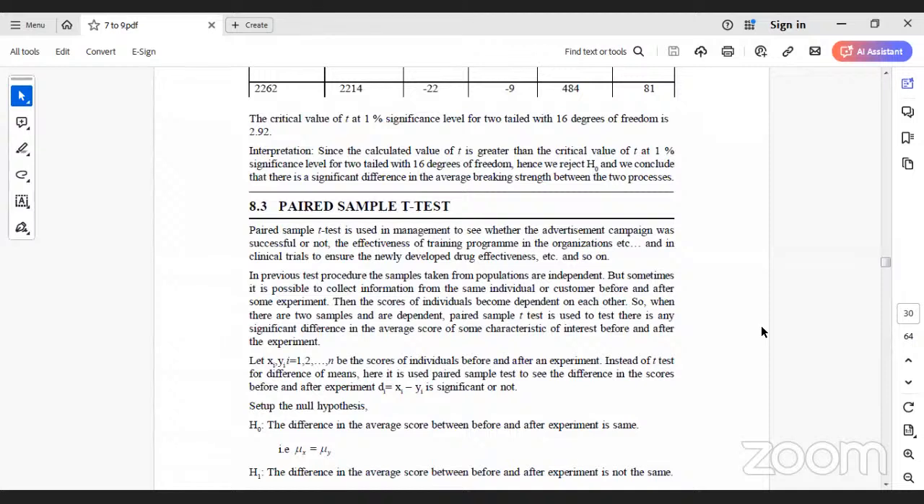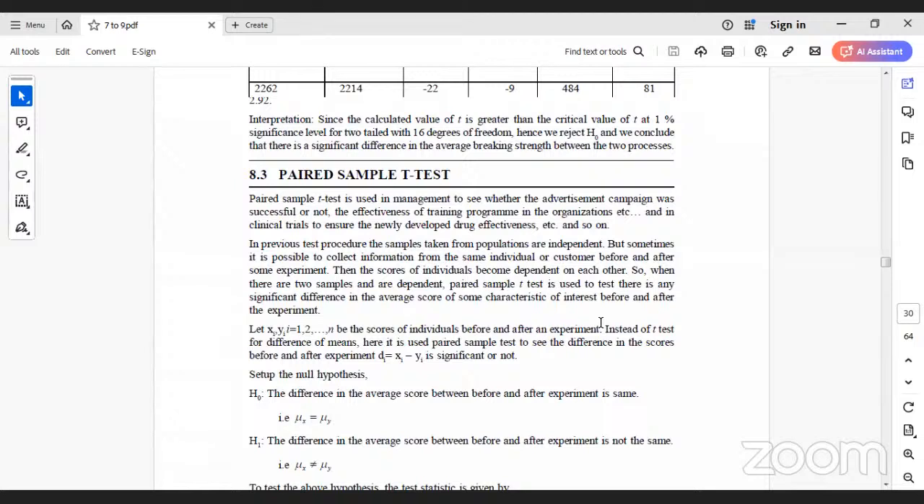Paired sample test is used by management to see whether an advertisement campaign was successful or not, the effectiveness of a training program in the organization, and in clinical trials to ensure newly developed drug effectiveness, and so on. In the previous test procedures, the samples taken from populations are independent, but sometimes it is possible to collect information from the sample individual or customer before and after some experiment. Then the scores of individuals become dependent on each other.